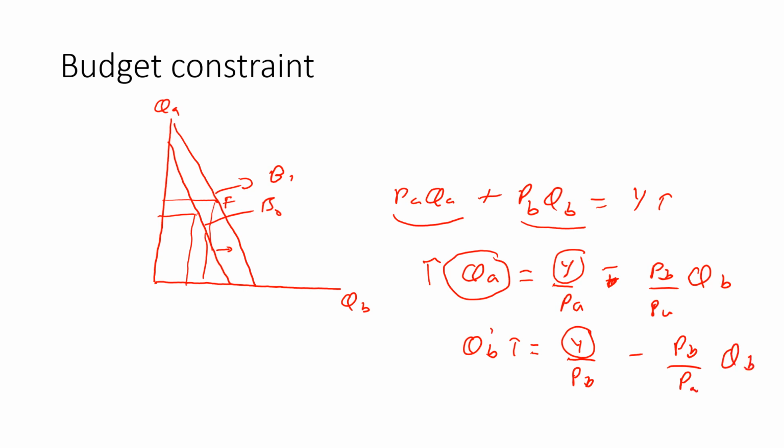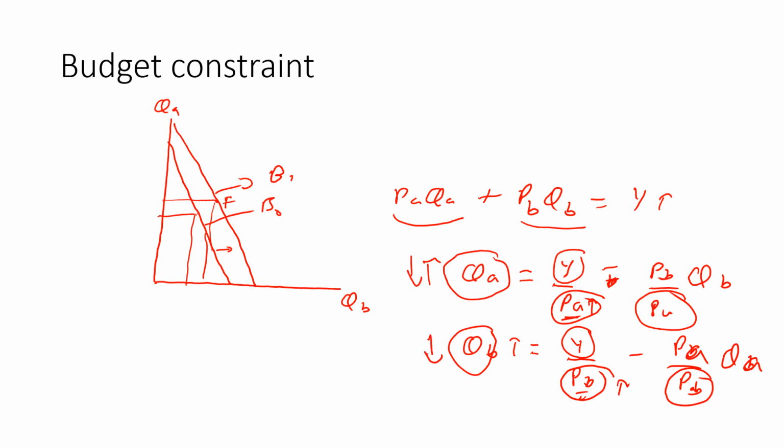But on the other hand, if you increase any of these two, PA or PB, if you increase PA, your ability to consume QA will decrease because it is in the denominator. Similarly, if you increase PB, then when you increase PB, your ability to consume quantity of B will decrease.